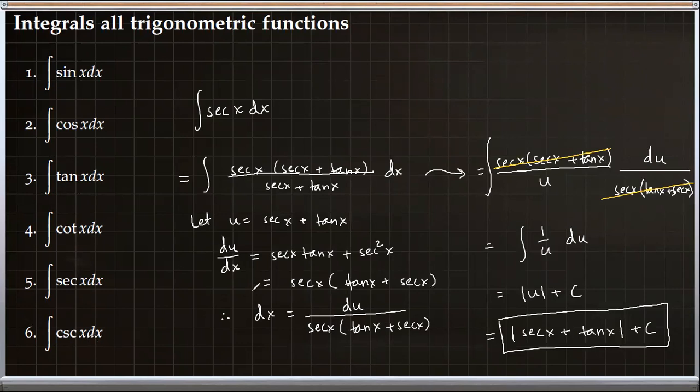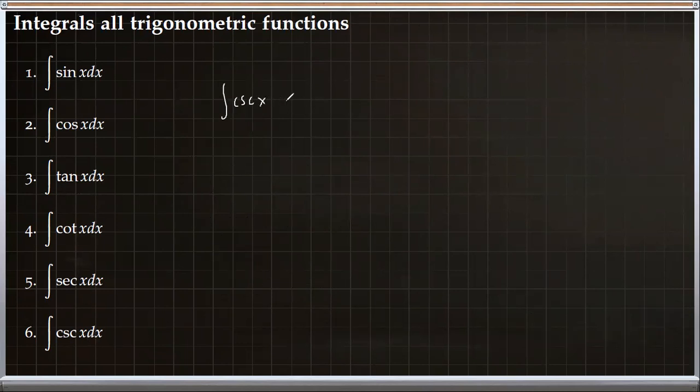Okay, the last one here, cosecant of x. So using the similar idea as we did with secant x, here we'll multiply top and bottom by cosecant x plus cotangent of x.